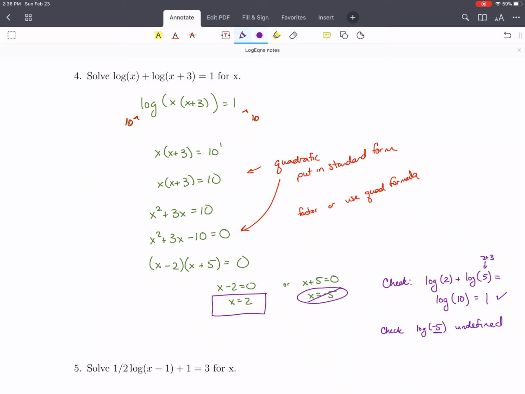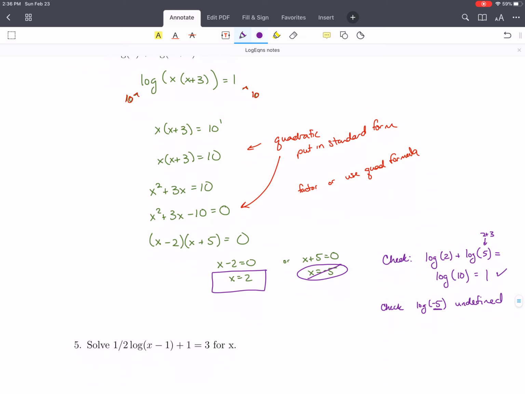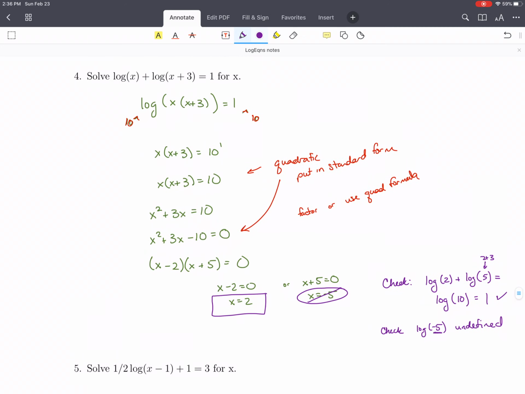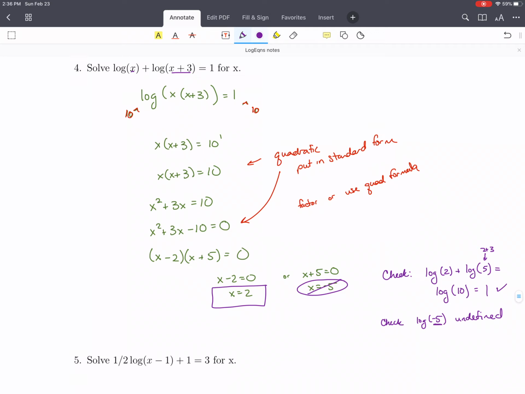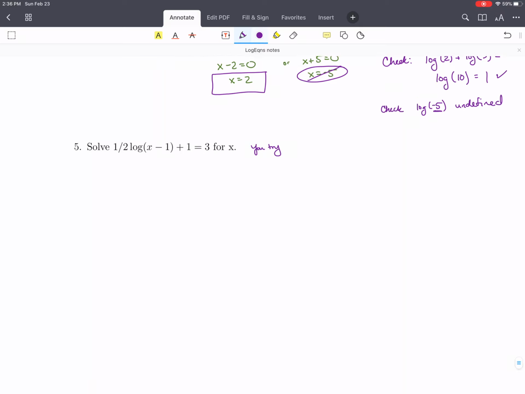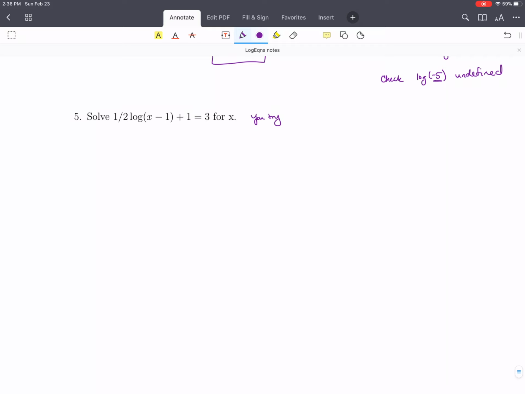So with logarithms, just like with rational functions, you want to check and weed out any extraneous solutions. With rational functions, you weeded out anything that made the denominator 0. With logs, you weed out anything that would make whatever's inside the log negative, because you can't raise something to a power and get a negative number. So I would suggest that you pause the video and you try this next equation and see how it goes.